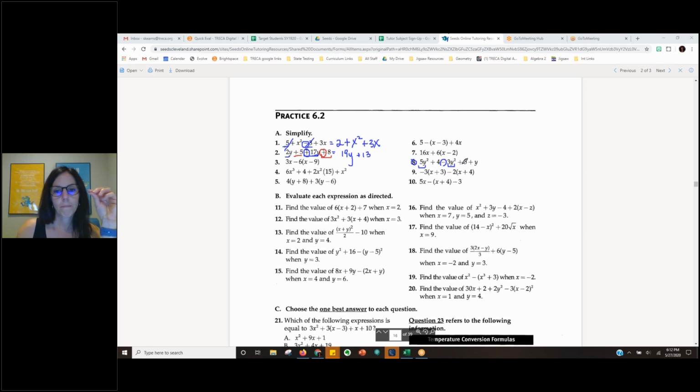Okay, so 5y squared minus 3y squared. Minus is the operation. 5y squared minus 3y squared gives us 2y squared. I see a positive 4. I'm not going to change my color, it's too much of a project. Plus 5. 4 plus 5 gives me 9.